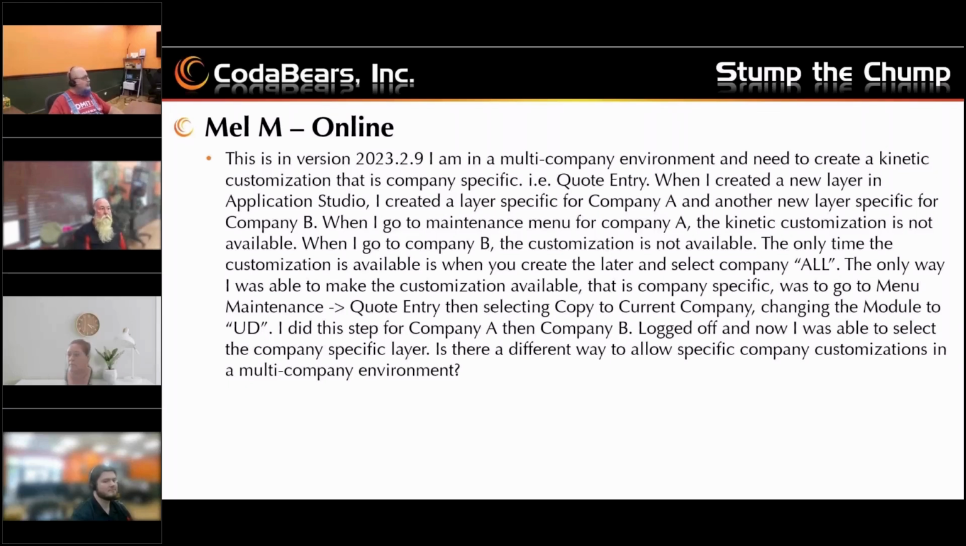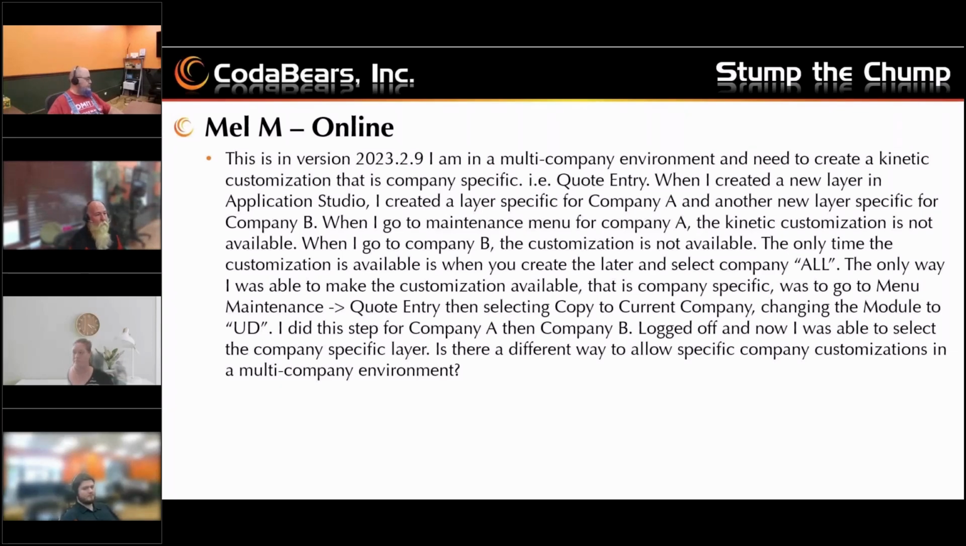So I think you're doing it right, Mel. I'm not sure there is a different way. The only other way I know of is literally create the menu item from scratch and don't check the box that says all companies. And then it should be company specific as well. But it'd be in whatever company you're in when you're editing the menu. Okay, yeah, I was able to finally get it to work, and you are correct.